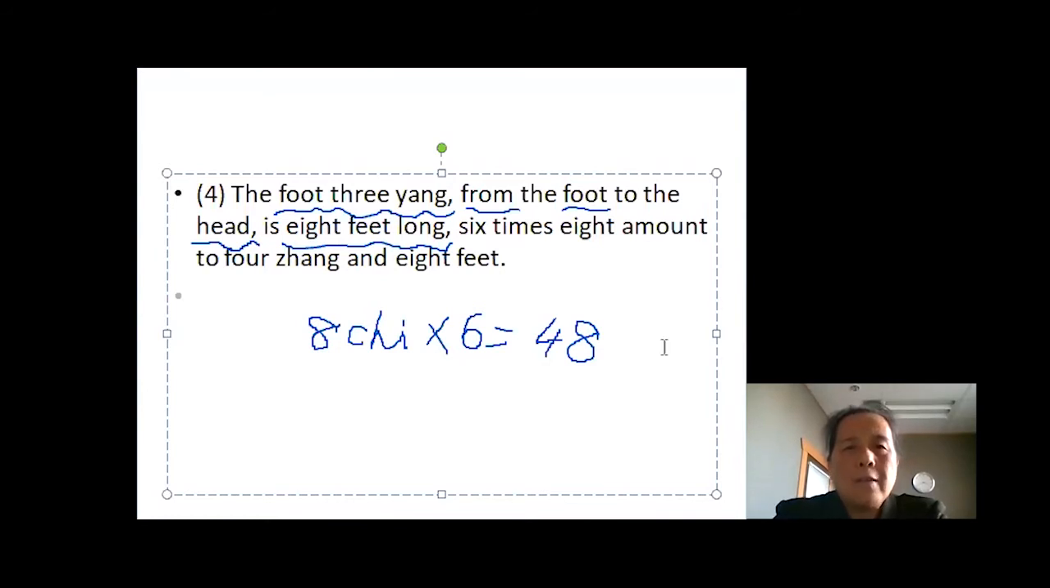So that's for the 3 foot yang meridians. Does it make sense here? 寸 尺 丈.